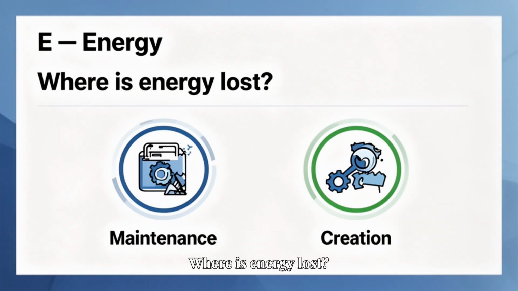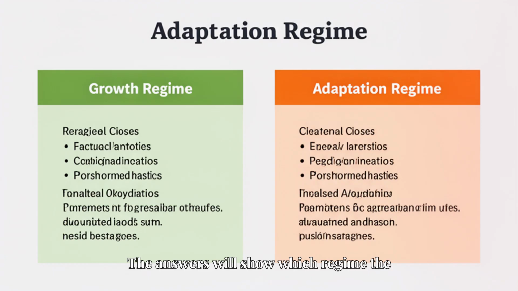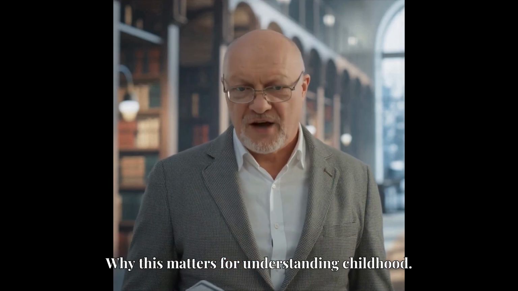Where is energy lost? On maintenance or on creating something new? Is there a meaning that sustains the system even in uncertainty? The answers will show which regime the system is in. Growth or adaptation. Why this matters for understanding childhood.